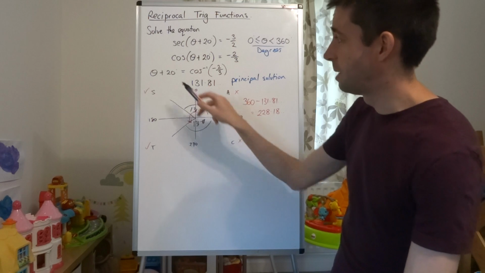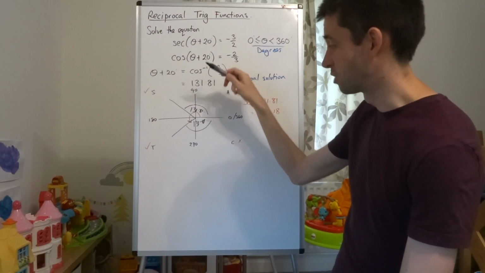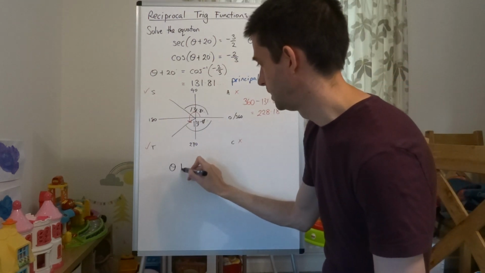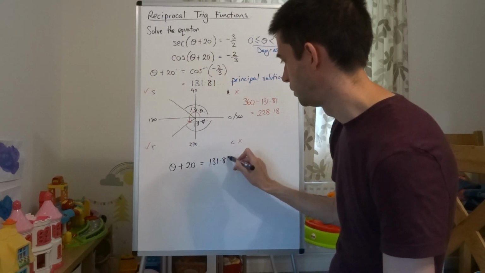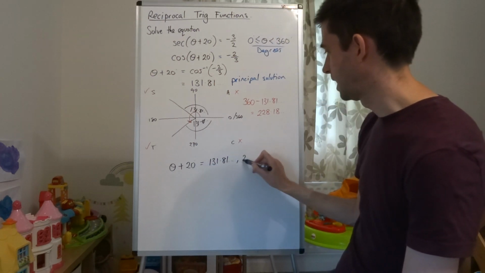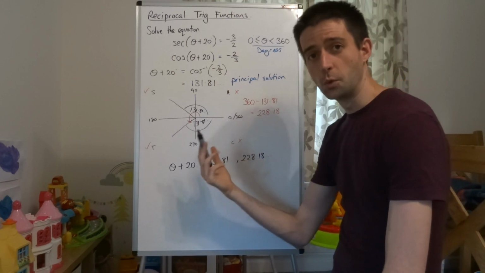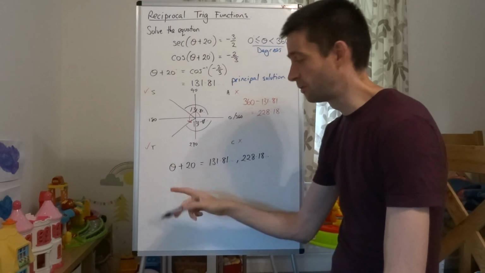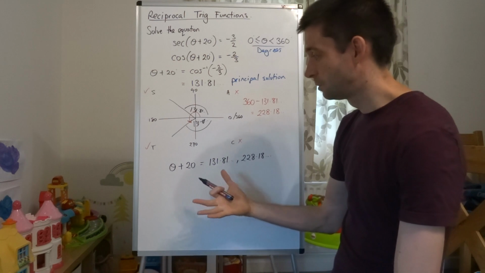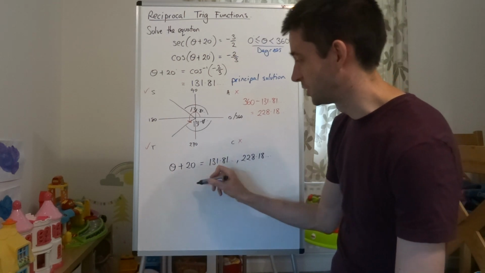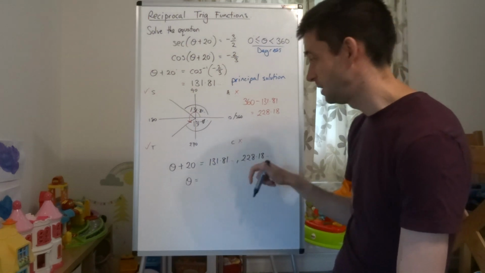Now, I just need to remember that they're not theta, they're theta + 20 because of this original bracket. So what I've worked out is that theta + 20 is equal to 131.81, and the second solution 228.18. And I always get all the solutions off my CAST diagram before I start adjusting for anything else that's going on in these brackets. So all I've got to do to get theta, because it's theta + 20, is just to subtract 20 from each of these two values.